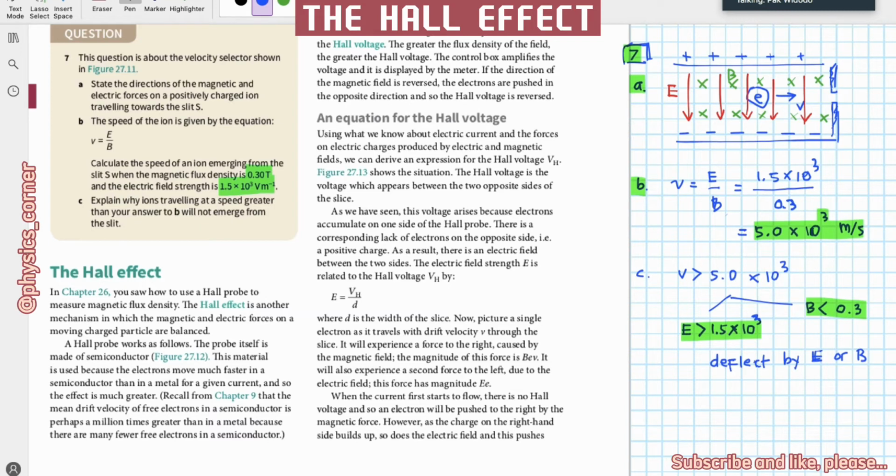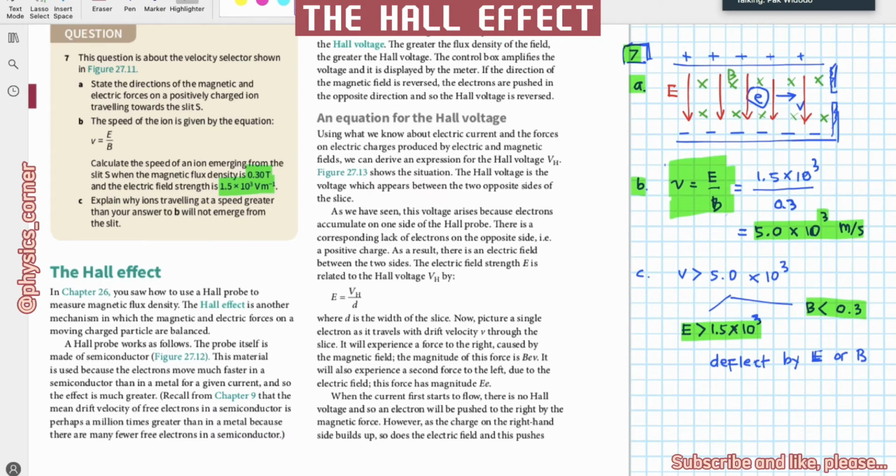What is the name of that device? Sensor device, ya, sensor device. The mechanism is in which the magnetic and electric force on the moving charged particle are balanced, ya. This is what we mentioned earlier. When the particle moves between E and B, the particle moves at constant velocity. It will move straight, in balance between the electric field and the magnetic field, like that.